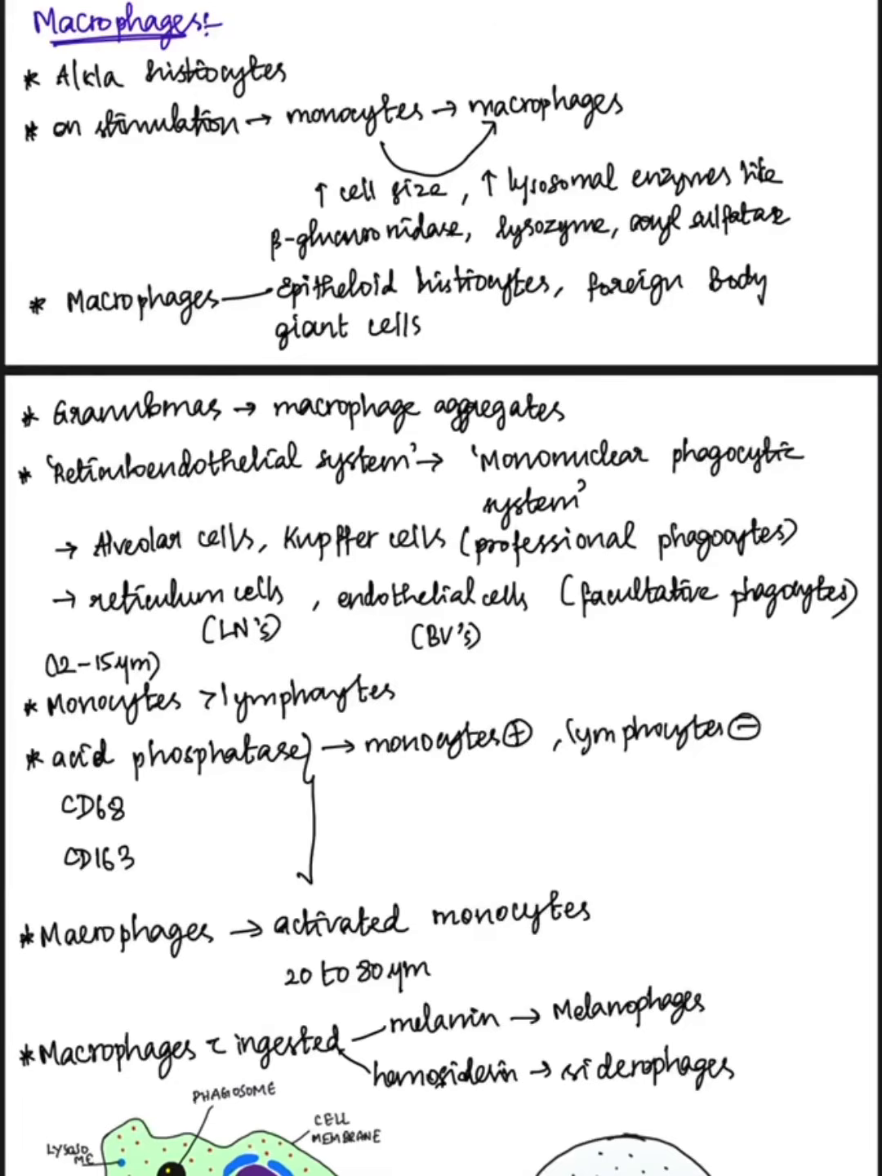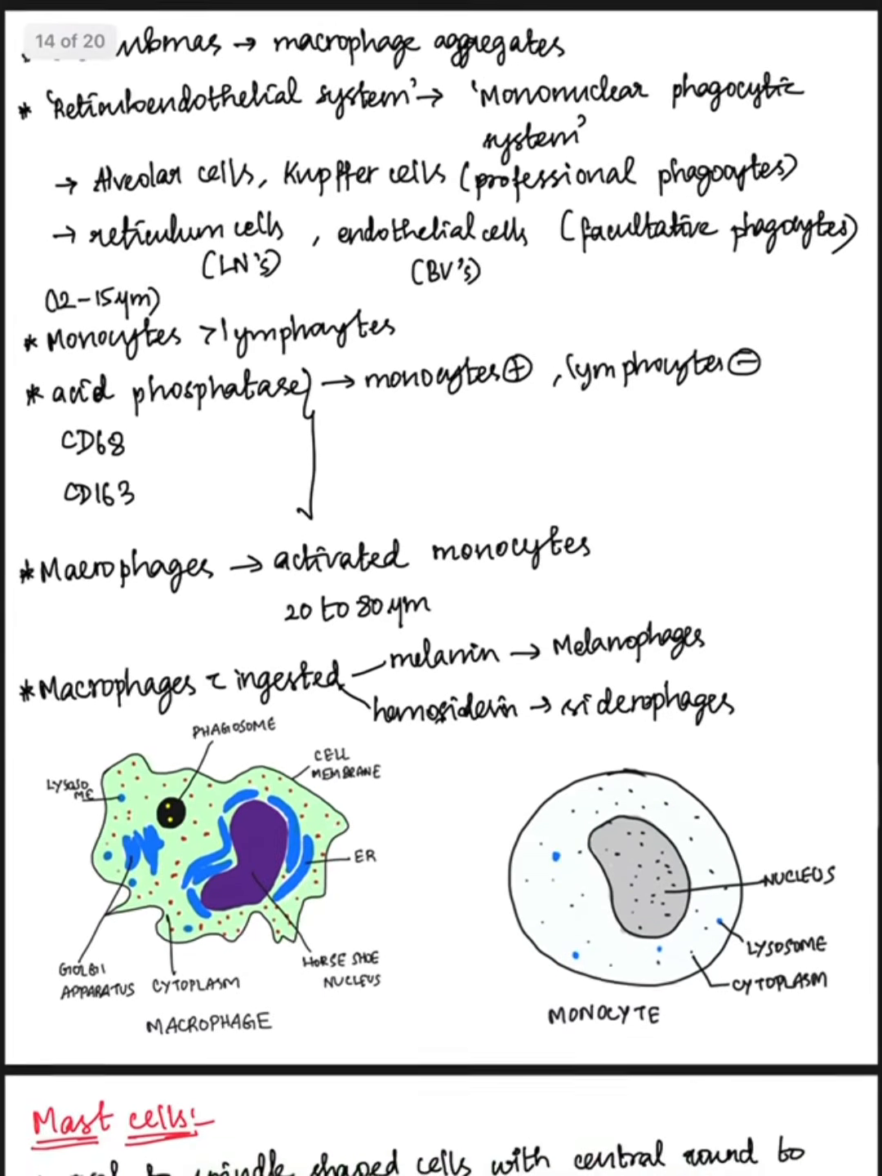Professional phagocytes include alveolar cells in the lung and Kupffer cells in the liver, and facultative phagocytes include reticulum cells of the lymph nodes and endothelial cells of the blood vessels. Monocytes and lymphocytes more or less look the same. How they differ is that monocytes look bigger than lymphocytes, and they are positive for acid phosphatase, CD68 and CD163. So what are macrophages?